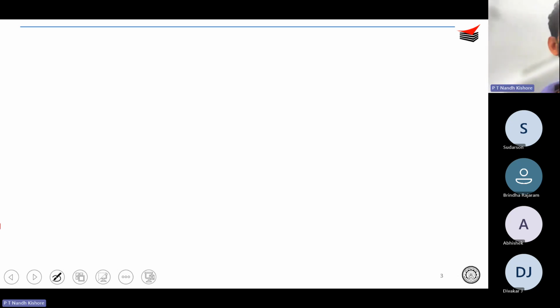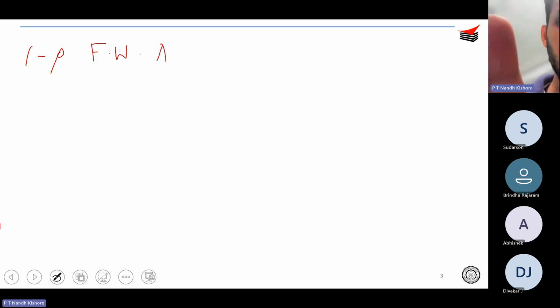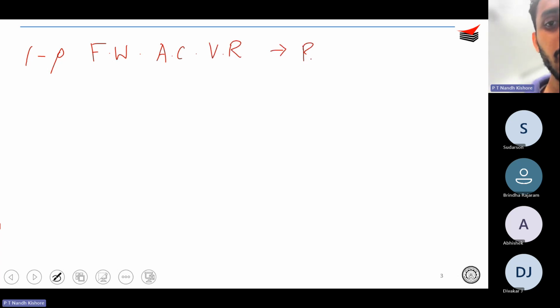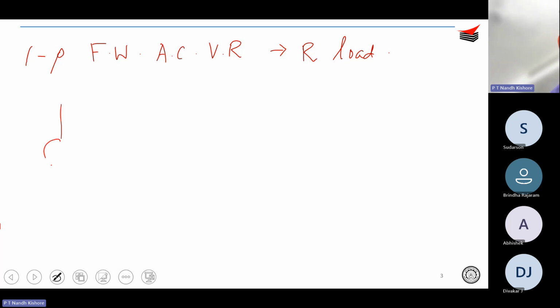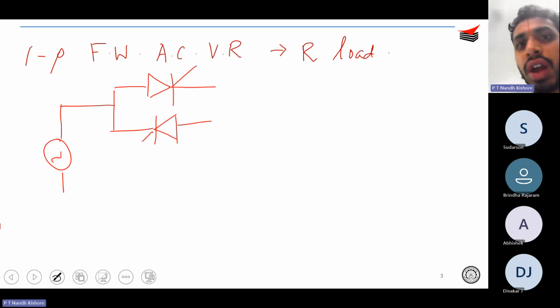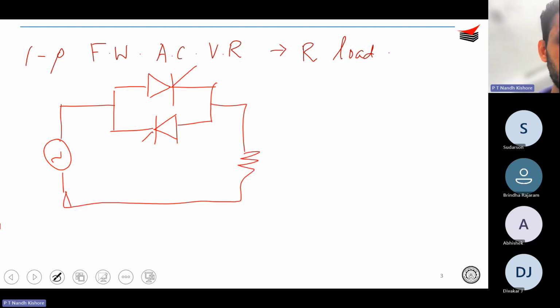So let's consider the case of a single phase full wave AC voltage regulator with an R load. Single phase full wave AC voltage regulator with R load. So what's the circuit? It's a pretty simple circuit. As you might know, you have an AC source and then you have two SCRs connected in anti-parallel, and then you have the resistor, right?